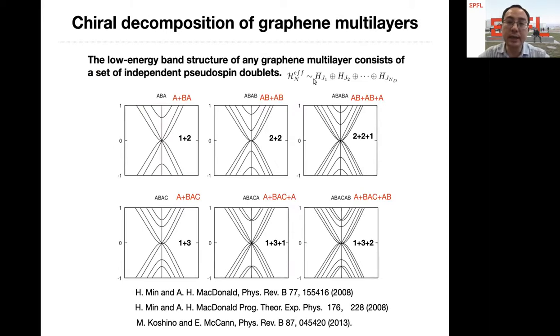And for the generic stacking, McDonald and I pointed out that the low energy band structure of any graphene multilayers consists of a set of independent pseudo doublets. These pseudo doublets come from the rhombohedral stacking graphene multilayers. For example, for ABA trilayer graphene, the band structure can be regarded as a linear diagram plus a quadratic diagram. This can be read off by a kind of chiral decomposition rule. For example, you can decompose ABA into A plus BA, where each segment is rhombohedral stacking, and the band structure is easy to read from the decomposition rules.